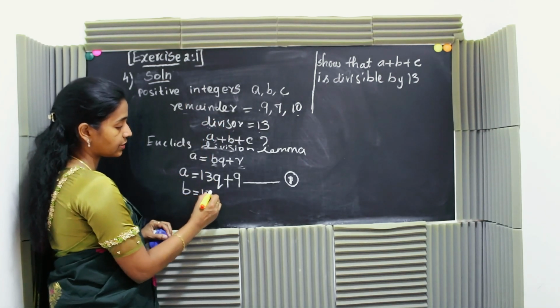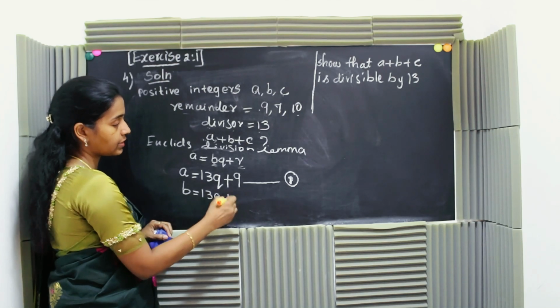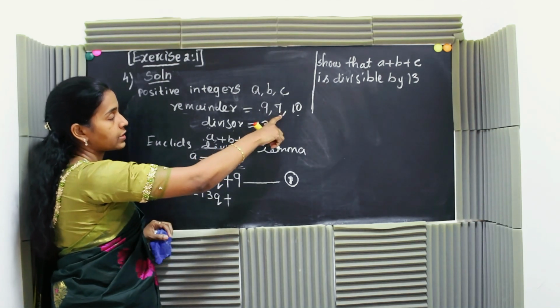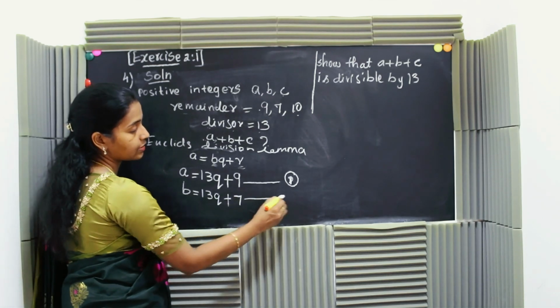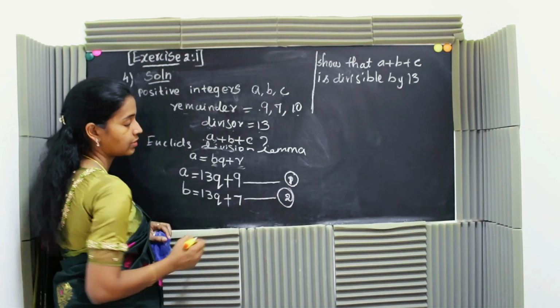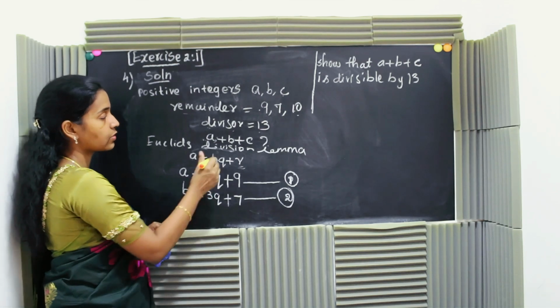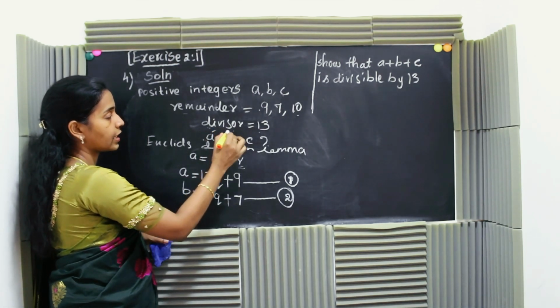So I am taking B = 13Q plus remainder. What is the remainder? 7. Right? So I am taking this equation as number 2. And now I found A, B.